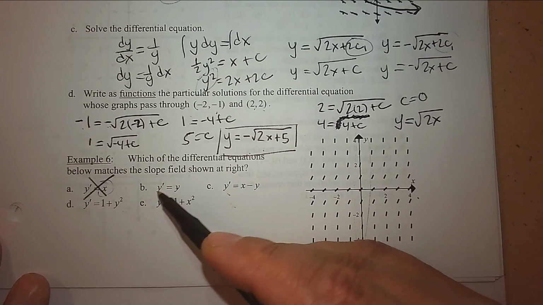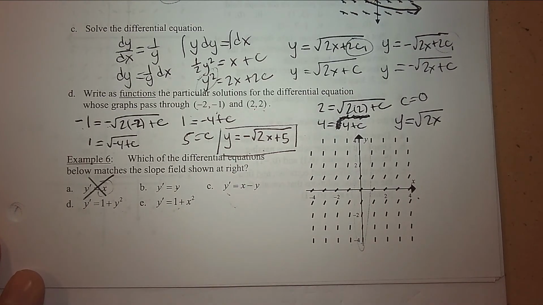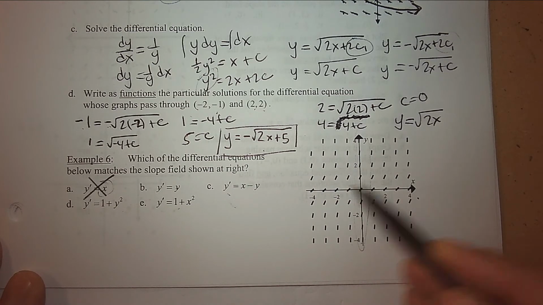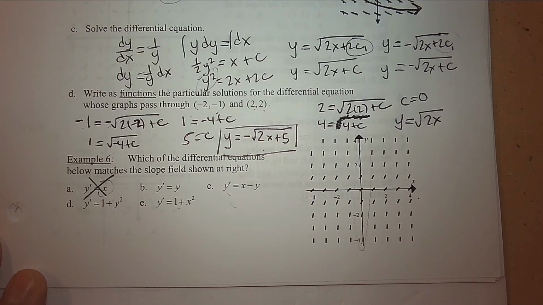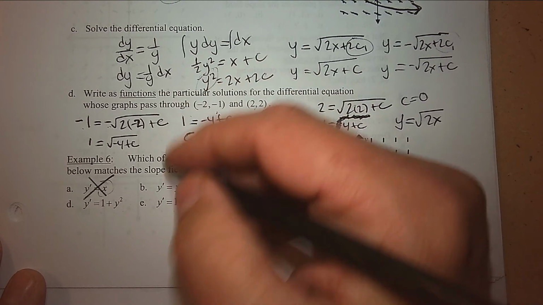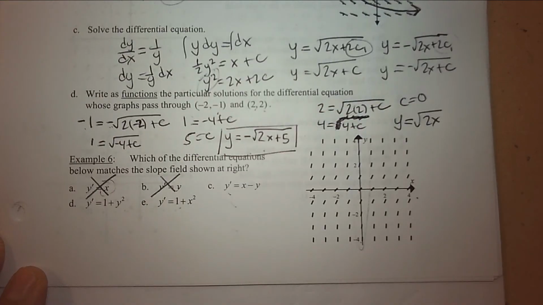How about the derivative's just y? So the y-coordinate gives you the slope. What is true about the x-axis? The y is 0, which should give you a horizontal line, right? On there? Does it? B is wrong.